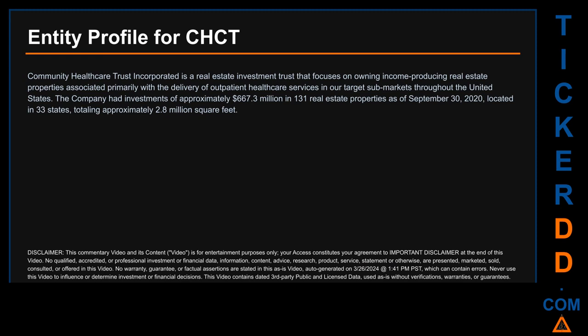estate properties associated primarily with the delivery of outpatient healthcare services in our target sub-markets throughout the United States. The company had investments of approximately $667.3 million in 131 real estate properties as of September 30, 2020. Located in 33 states, totaling approximately 2.8 million square feet.